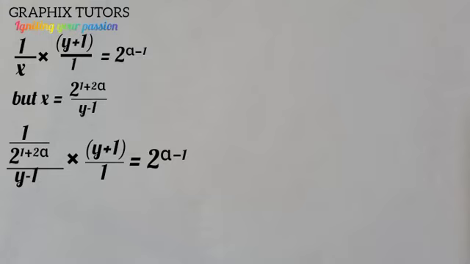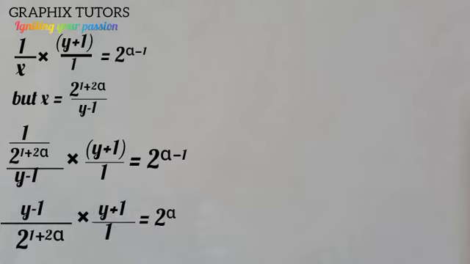Now, if I implement it in that expression above, instead of me having 1 over 2 raised to the power 1 plus 2a all over y minus 1, y minus 1 will go and multiply the 1 up, so we're having y minus 1 all over what? 2 to the power 1 plus 2a, because y minus 1 times 1 gives y minus 1. So multiply by y plus 1 over 1 equals to 2 raised to the power a minus 1.